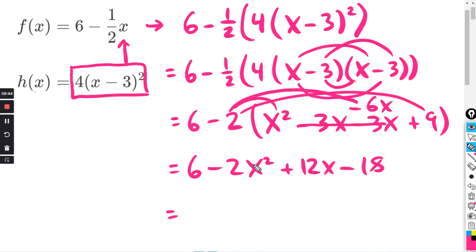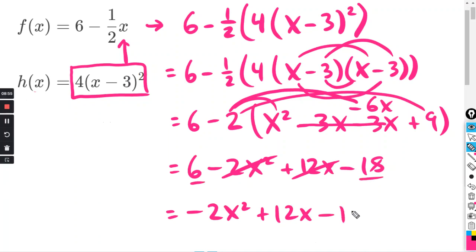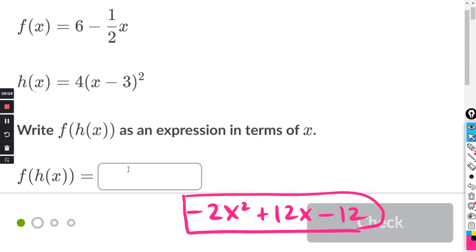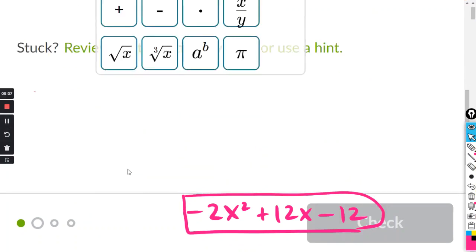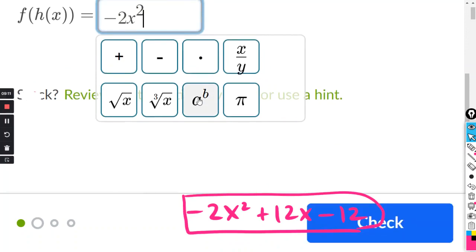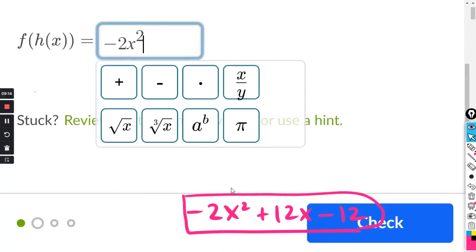All right, cleaning this up, larger exponents first. Negative 2x squared, positive 12x, and 6 minus 18 is negative 12. Final answer. All right, so just click inside the box, negative 2x. Here's the exponent button, squared. Hit the right arrow key, plus 12x minus 12.